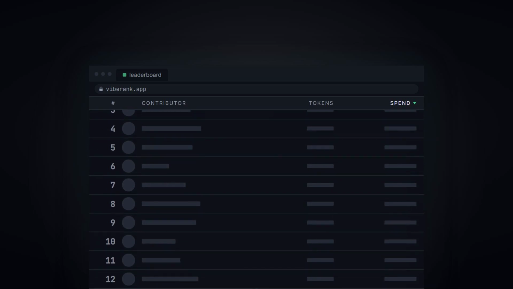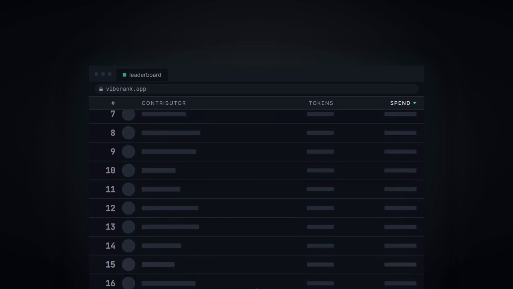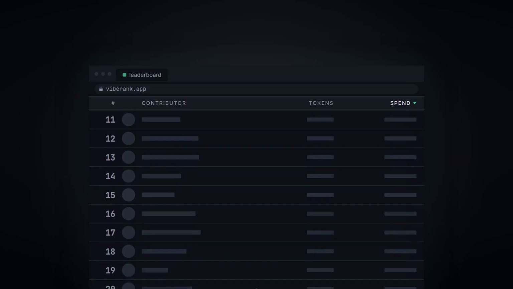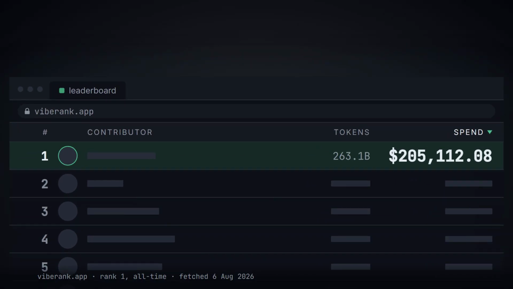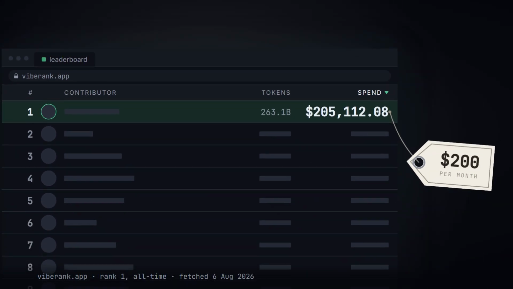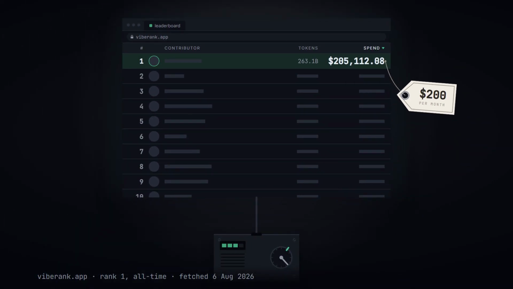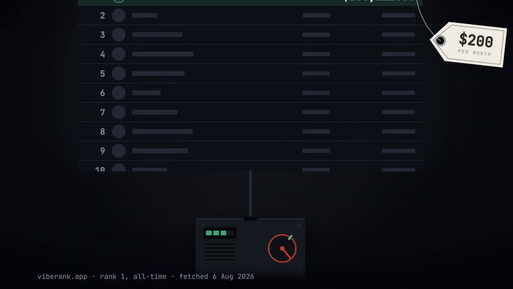There's a public leaderboard called Viberank where developers upload what their coding tools say they've spent, and the developer at the top has logged over $200,000. Numbers like that make a $200 a month subscription look like the deal of the century. Except the tool on somebody's own laptop produced every figure on that board, and it produced them wrong.